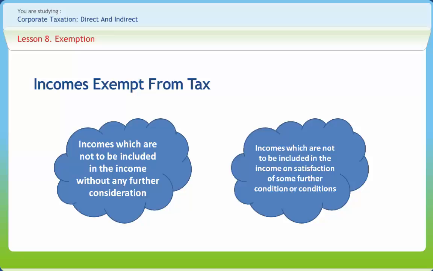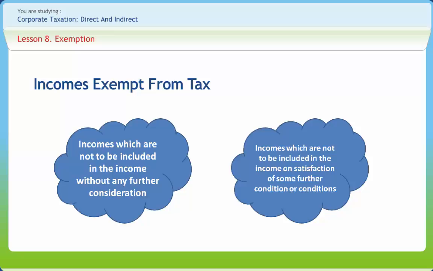Section 10(6)(i). Any remuneration received by a foreign diplomat or a member of his staff. Section 10(6)(ii). Remuneration received by a foreign citizen as an employee of a foreign enterprise if his stay in India does not exceed 90 days. Section 10(6)(vi).